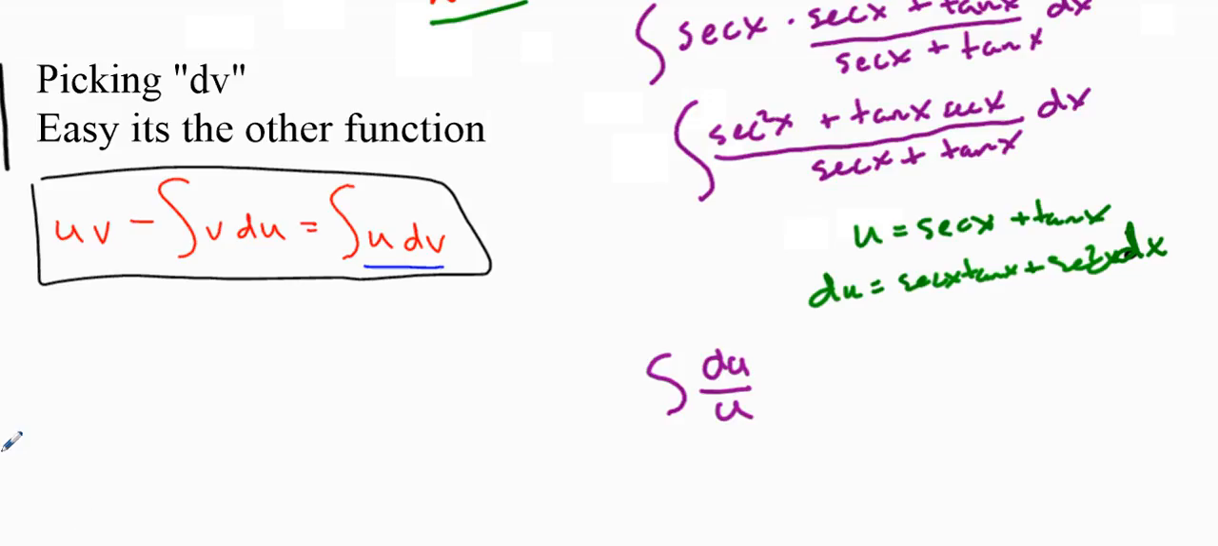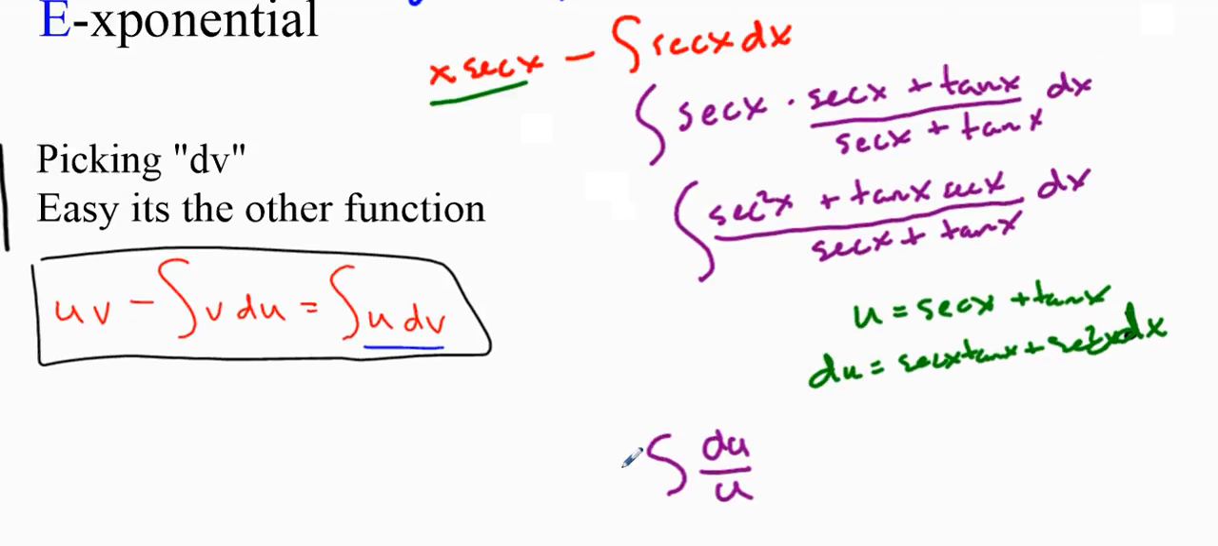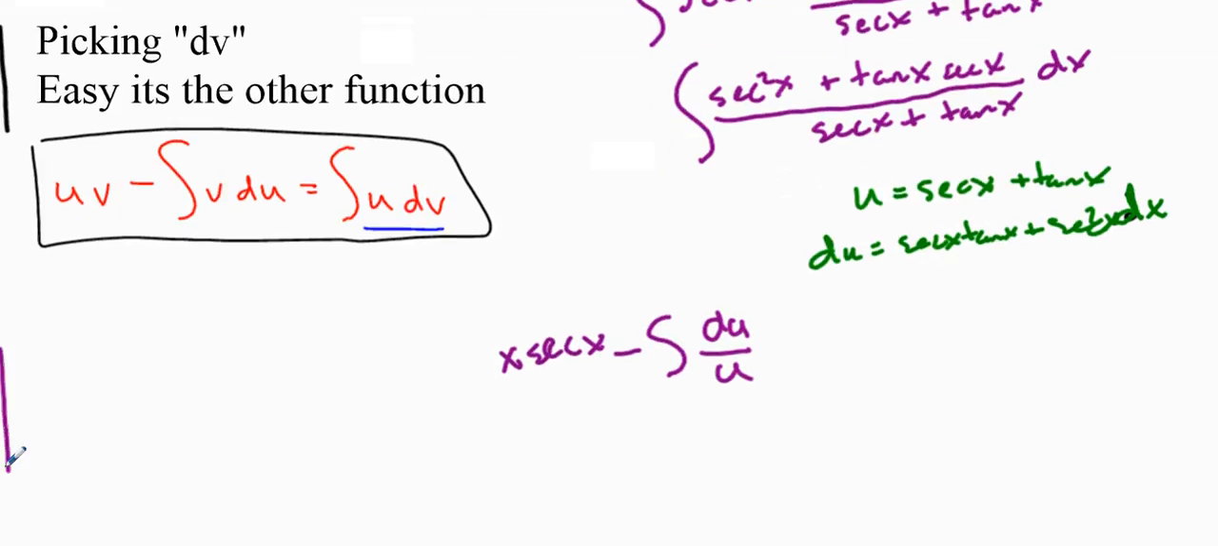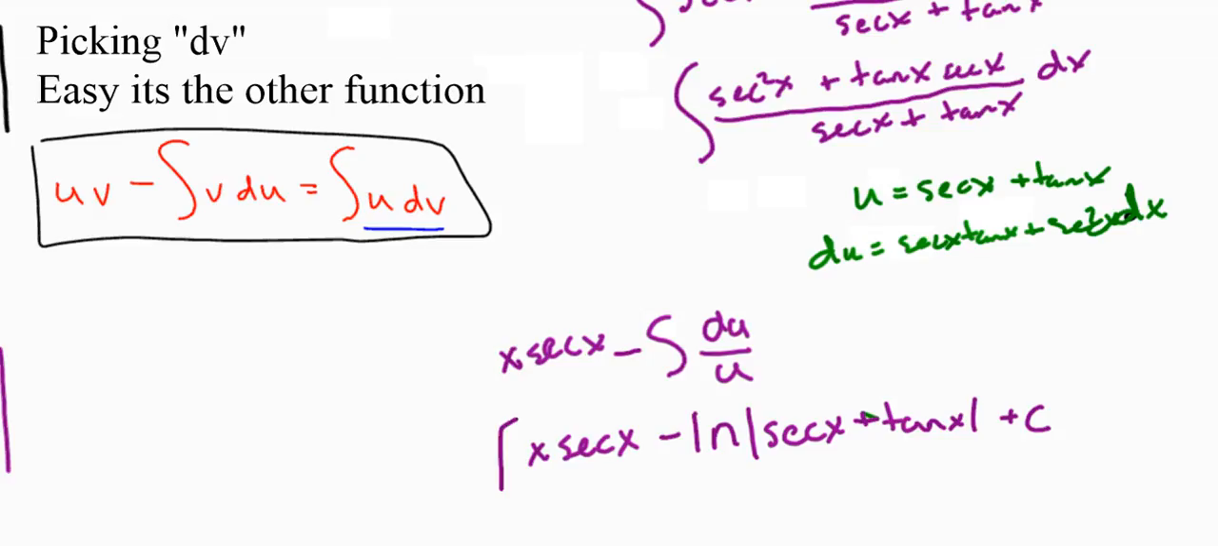And I'm just going to bring down the other one. And that's going to be minus x secant of x. And what's the antiderivative of 1 over u? Hopefully you know that's the natural log. We'll have natural log of u. Well, u is secant of x plus tangent of x. That equals the absolute value, and we're going to go plus c, and minus x secant of x. And there we have it.